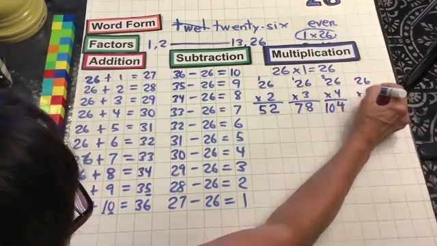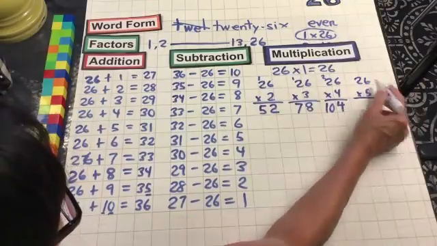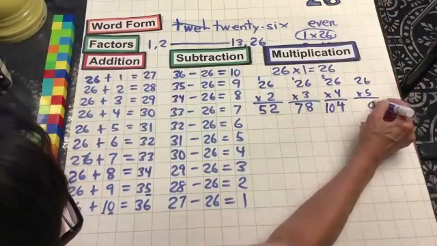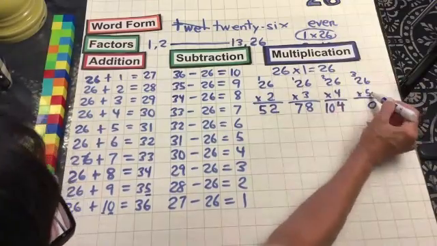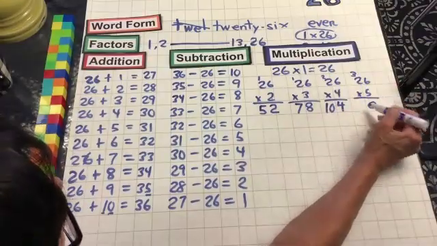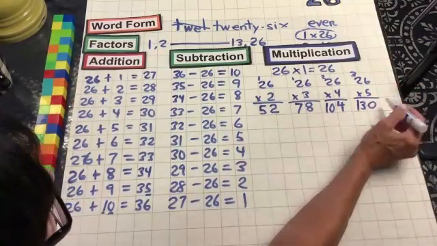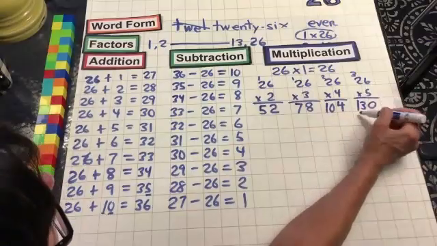26 times 5. 5 times 6 is 30. Drop the 0, carry the 3. 5 times 2 is 10, plus 3 is 13. So 5 26s is 130.